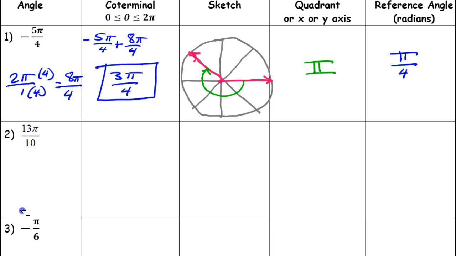Now, looking at problem number 2. Again, I would like to start with a sketch. It would be helpful to know what this is as a decimal, 13 over 10. Of course, 13 divided by 10 is 1.3. So this is the same thing as having 1.3 pi. Now, let's talk about what quadrant that would be in.